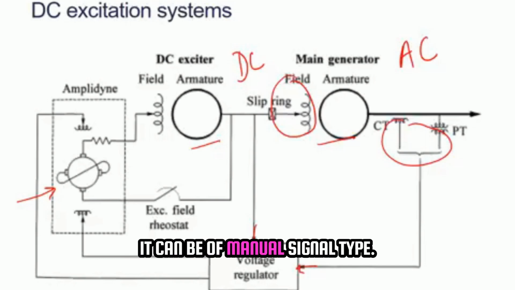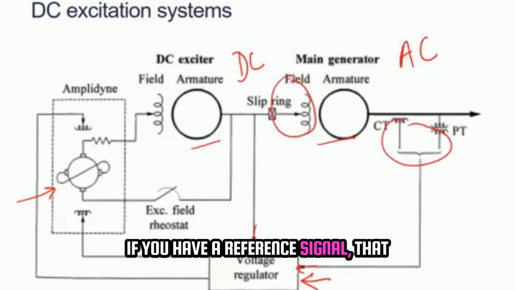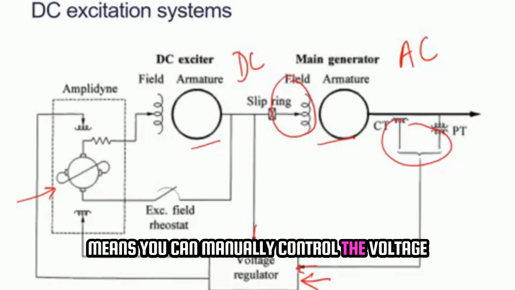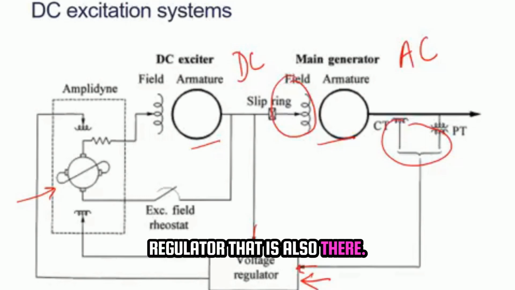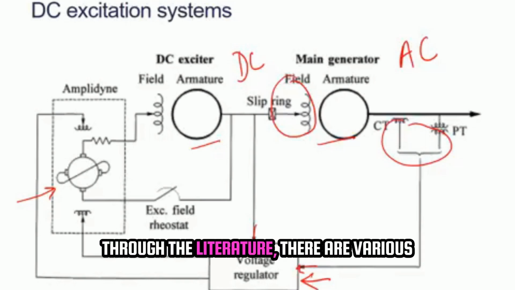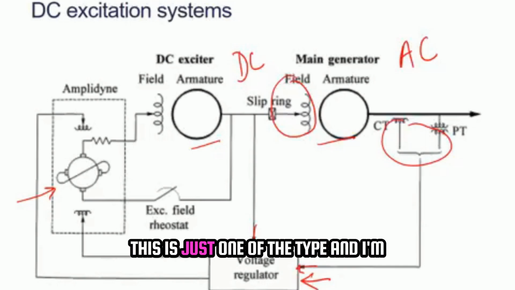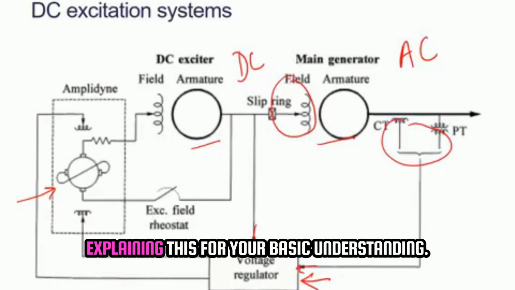It can be of both types. It can be of manual signal type. You can also have a reference signal here. If you have a reference signal, that means you can manually control the voltage regulator, that is also there. And you can also work the system in an automated fashion. If you go through the literature, there are various other methods for DC excitation system. This is just one of the types, and I'm explaining this for your basic understanding.